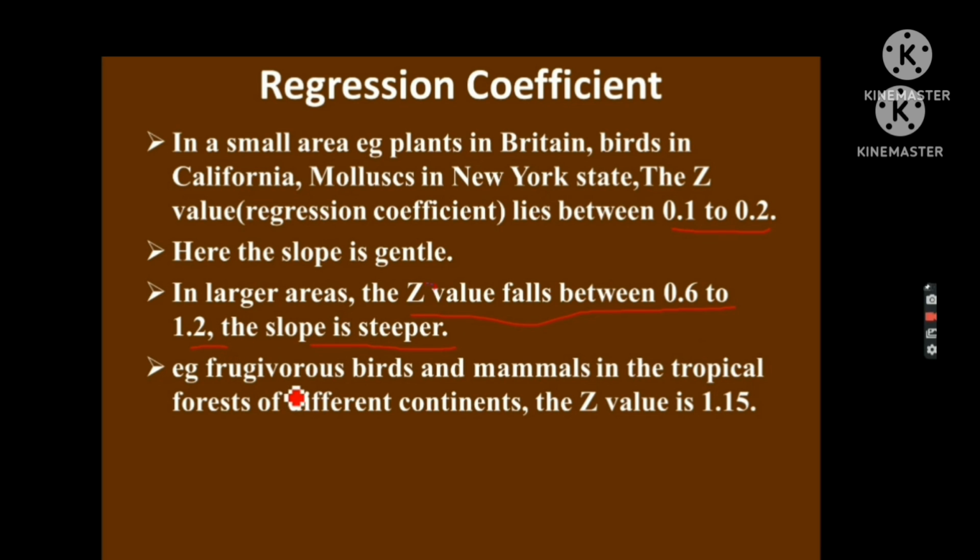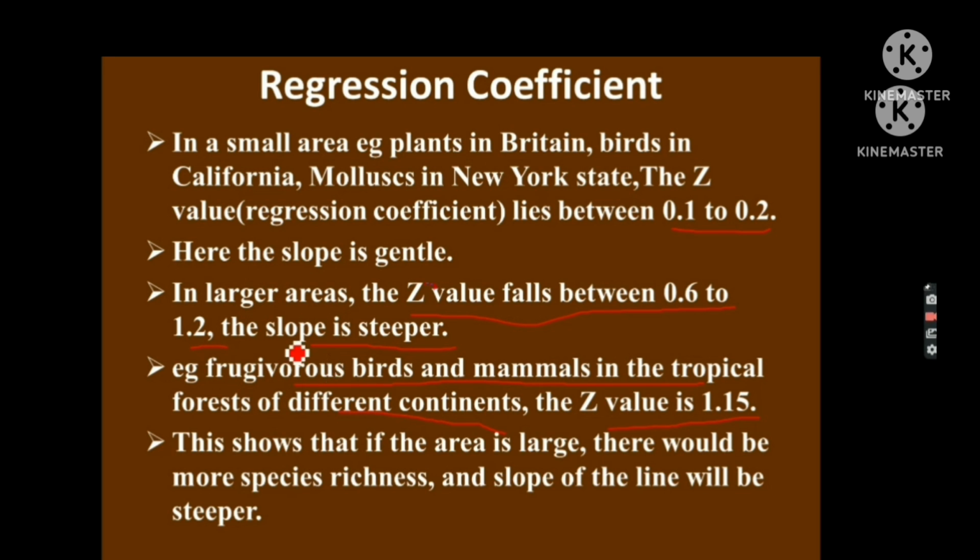Example of larger Z values: frugivorous birds, frugivorous means fruit eating birds, and mammals in the tropical forest of different continents, the Z value is 1.15. That falls under this range, no? So the slope will be steeper. This shows that if the area is large, there would be more species richness and slope of the line will be steeper.